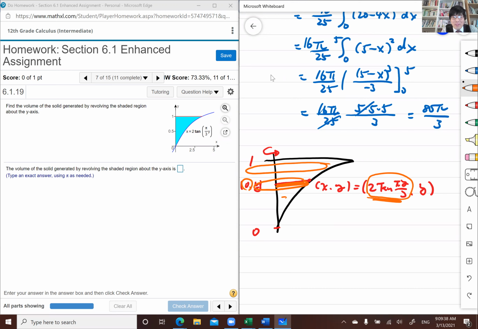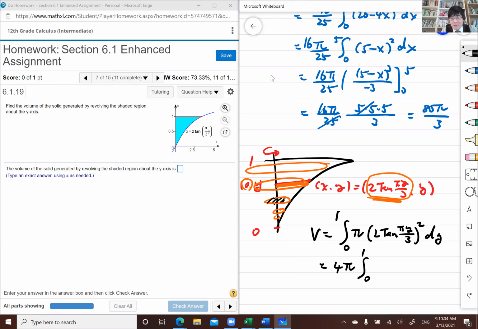Okay, so revolving gives you circles, a bunch of circles. So the volume will be 0 through 1 in the y direction, where the cross-sectional area will be pi times radius squared, and the radius will be tangent squared. Put 4 pi out. So it's going to be the integral of a tangent function.